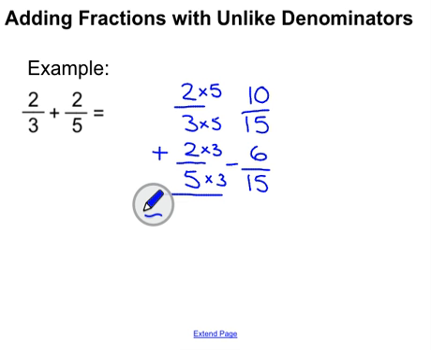Now we have a problem like the first type. Common denominator, so keep the denominator and add the numerators. 10 plus 6 is 16. Now this one can't be reduced in the regular way, but it is an improper fraction. So you want to fix that and change it into a mixed number. 15 goes into 16 one time with a remainder of 1. And the denominator is still 15.